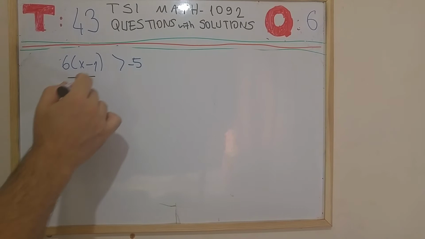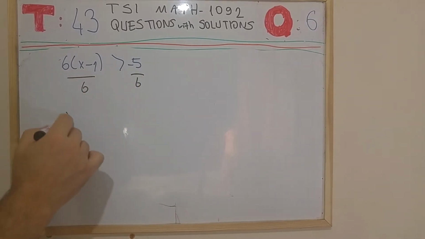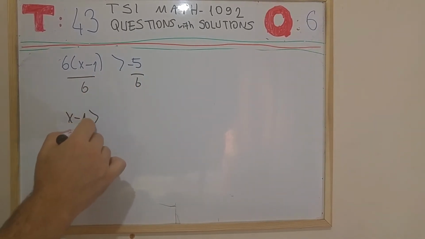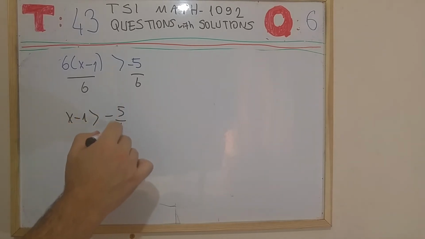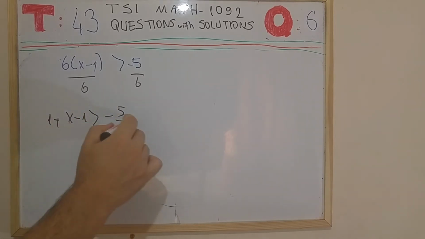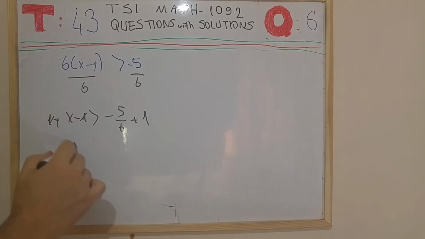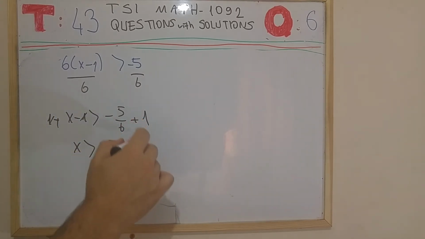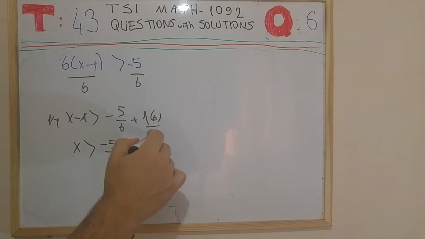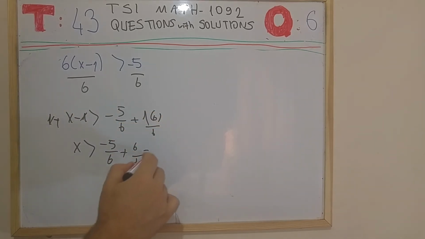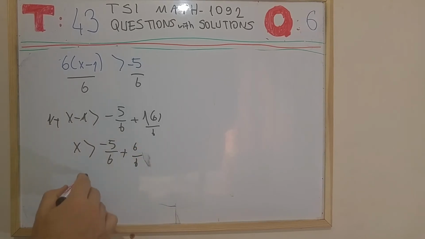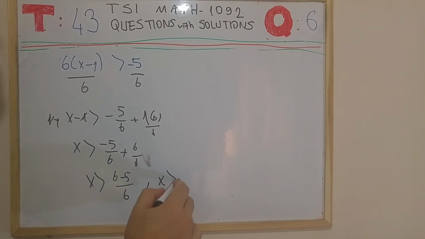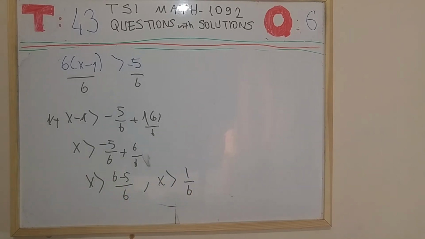Each side by 6. So we have x minus 1 is greater than minus 5 over 6. Now let's add 1 to each side. So that we have x is greater than minus 5 over 6 plus 1, which could be expanded to 6 over 6, which means that x is greater than minus 5 over 6 plus 6 over 6. So x is greater than 1 over 6.